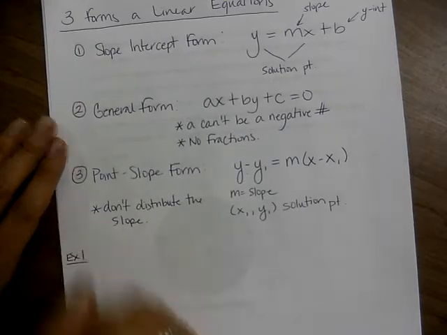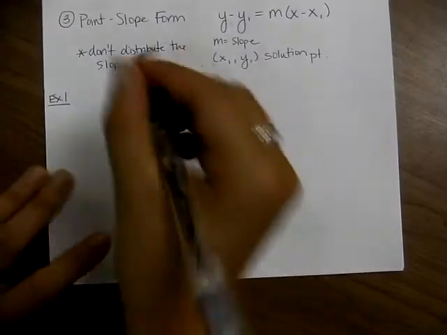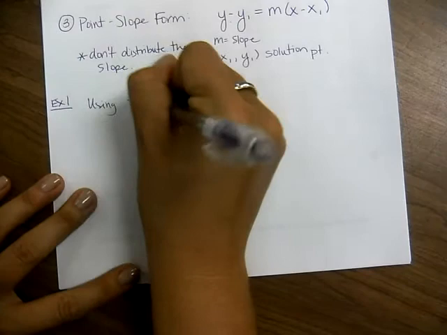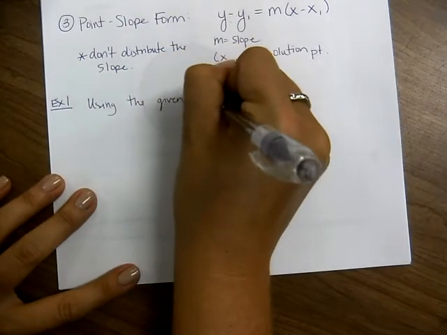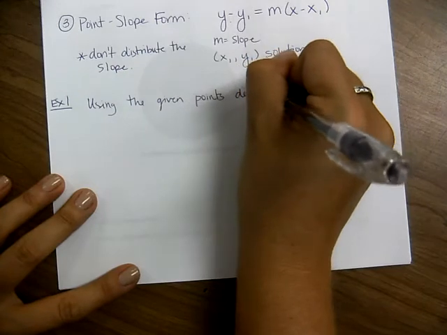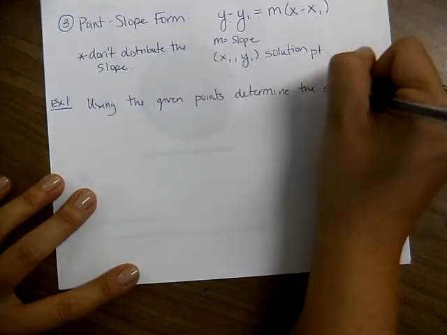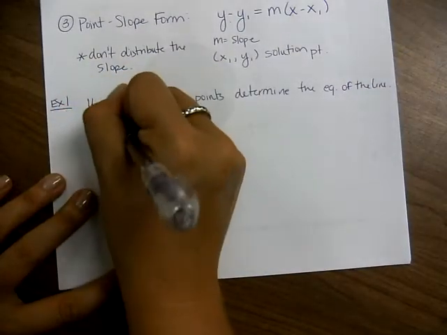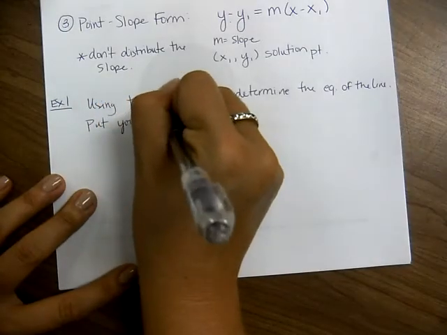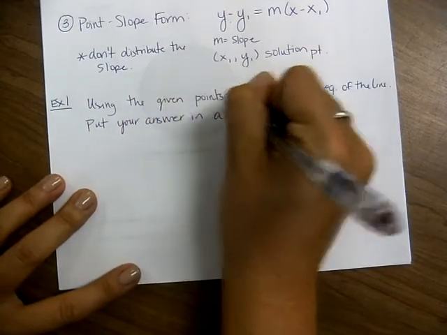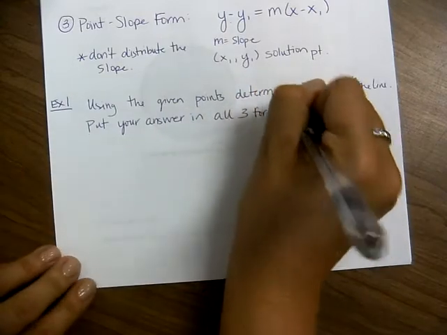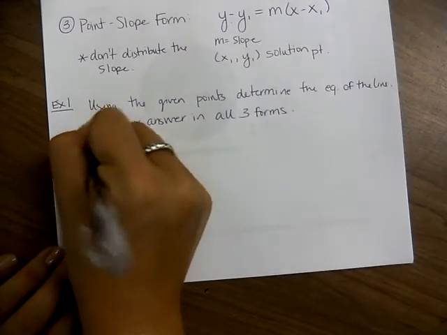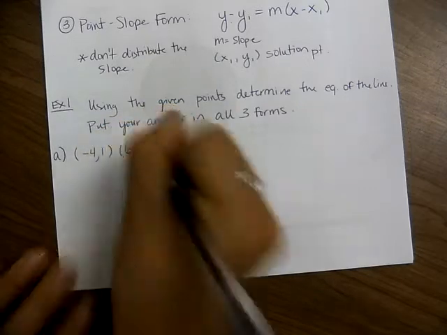Alright, so we'll call this example 1. Using the given points, determine the equation of the line. Put your answer in all three forms. Alright, and the first 2 points we're going to be given here are (-4, 1) and (6, 3).